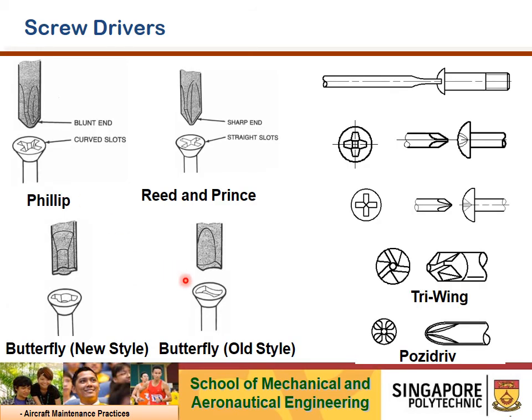Okay, so these are the samples of types of head and the screwdrivers available: Phillips, Reed and Prince. This is a butterfly, a new style, and this is an old style butterfly. So you can see that there are various types of screw heads meant for various types of screw designs. So make sure you use the right screwdriver type for the right screws.